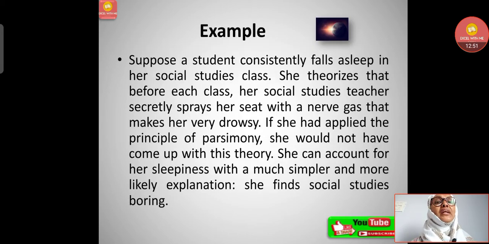Let's see through an example. Suppose a student consistently falls asleep in her social studies class. She theorizes that before each class, her social studies teacher secretly sprays her seat with a nerve gas that makes her very drowsy. If she had applied the principle of parsimony, she would not have come up with this theory. She can account for her sleepiness with a much simpler and more likely explanation. She finds social studies boring. So this is the simplest explanation.